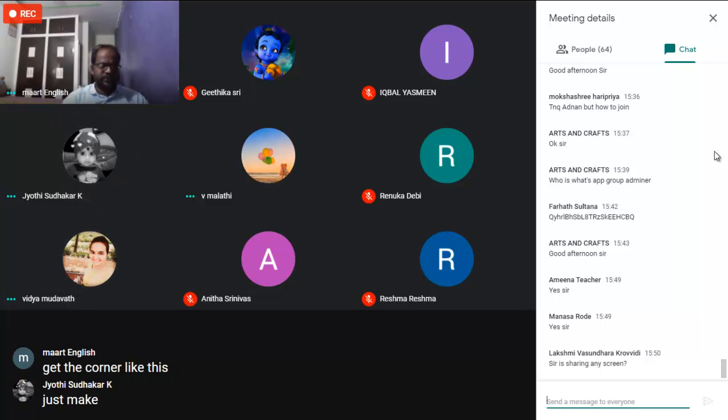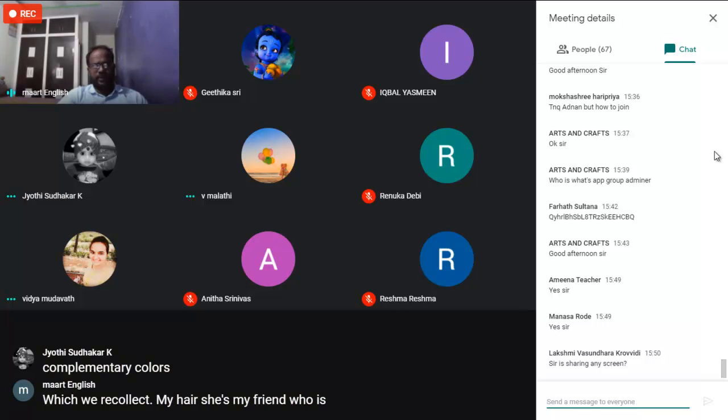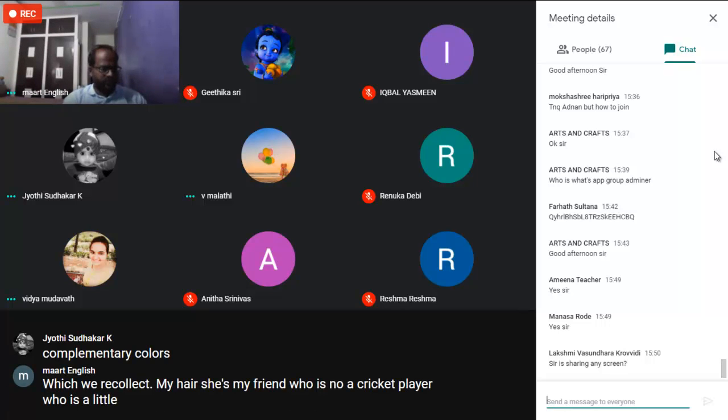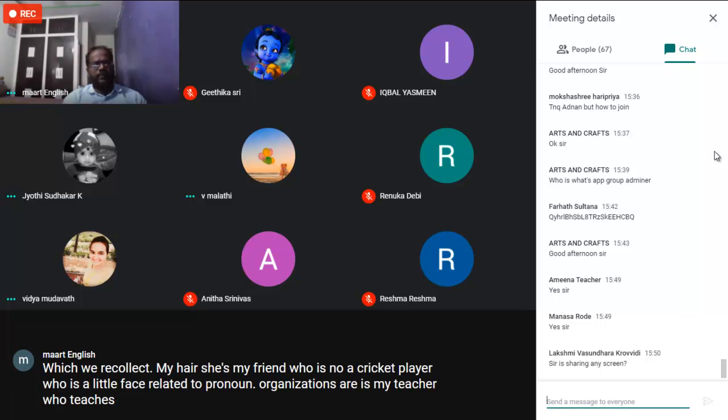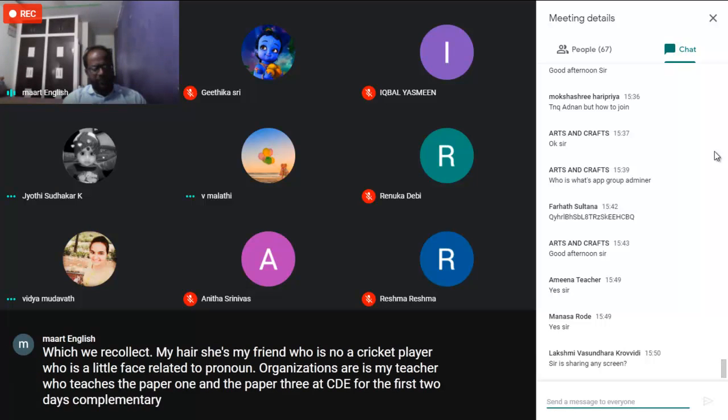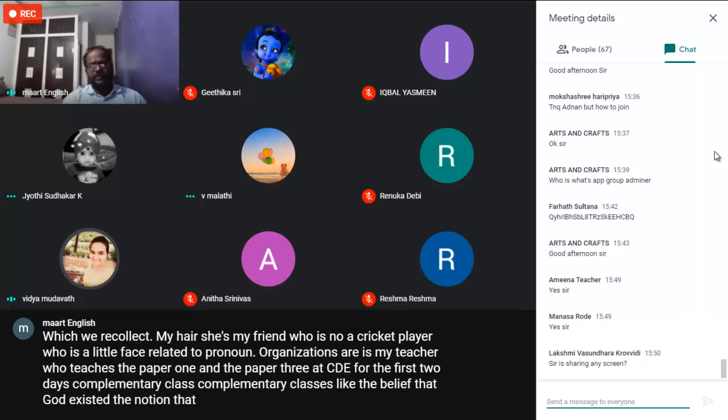Next, relative clauses, like which we recollect, that we notice. Mahesh is my friend who is a cricket player; who is a cricket player is a relative clause. Pundanageshwar sir is my teacher who teaches paper 1 and paper 3 at CDE for the first students. Complementary clauses are like the belief that God existed, the notion that we get, the feeling which we have.